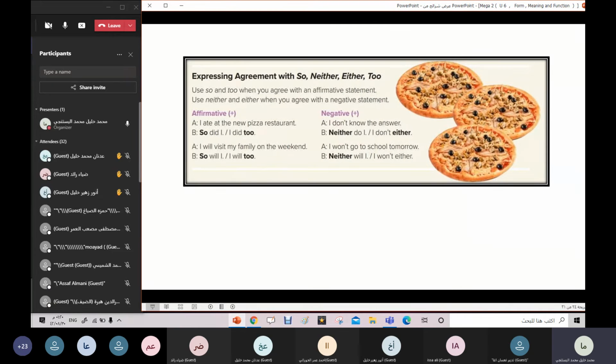Use so and too when you agree with an affirmative statement. Use neither and either when you agree with a negative statement. Look at the example. I ate at the new pizza restaurant. So here we have simple past. We use did. So did I, or I did too.